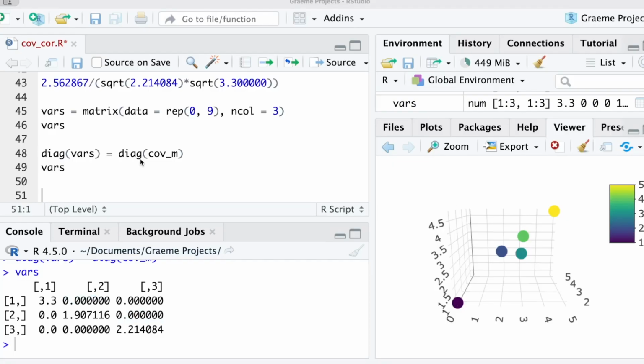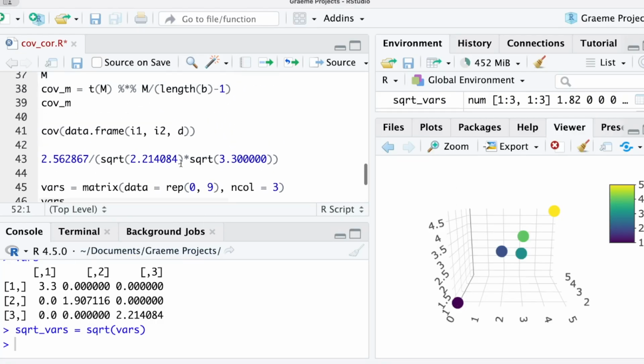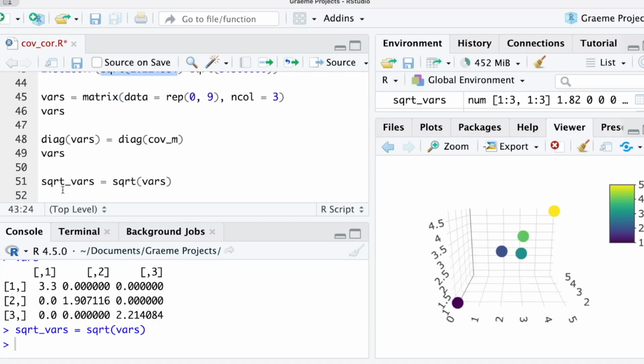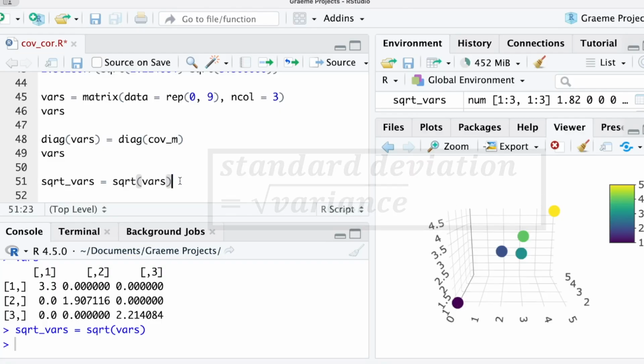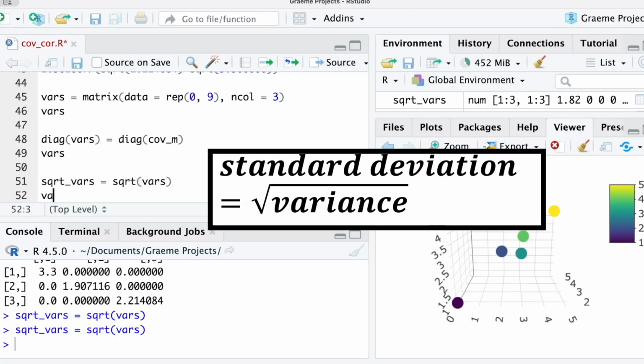Then we're going to take the square root of our variances. If you remember from up here, we took the square root of our variances, multiplied them together, and divided by that product. So we're just taking the square root of the variances down here.